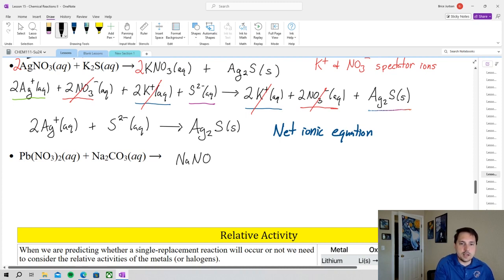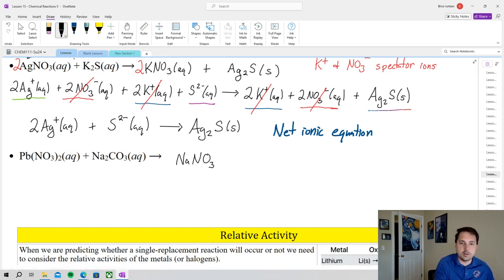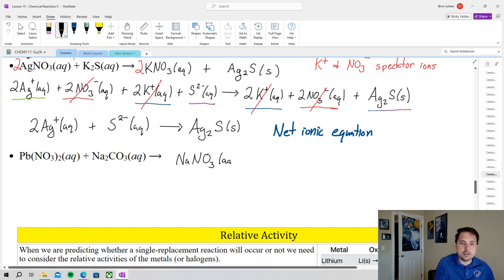And that's going to just be NaNO3. Now we don't want to just change the coefficients, exchange the subscripts over. We want to pay attention because note sodium nitrate is written like this. They're both a charge of 1. And sodium is an alkali metal. So right off the bat, we know that this is going to be soluble.